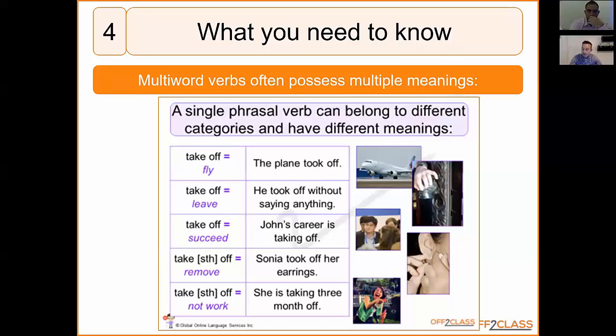She is taking 3 months off. She is taking off 3 months. Now, I'll just mention that my experience with British English and American English teachers is that there is some difference in the usage of separable transitive phrasal verbs. And my personal feeling, I haven't read anything about this, is that American English allows more separable transitive phrasal verbs than British English does.